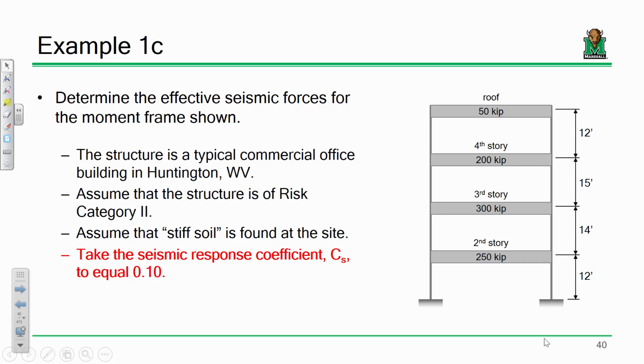I want to go back to that building that we were looking at before. I have, I guess you could call it a four-story building, or a building with 4 floors.